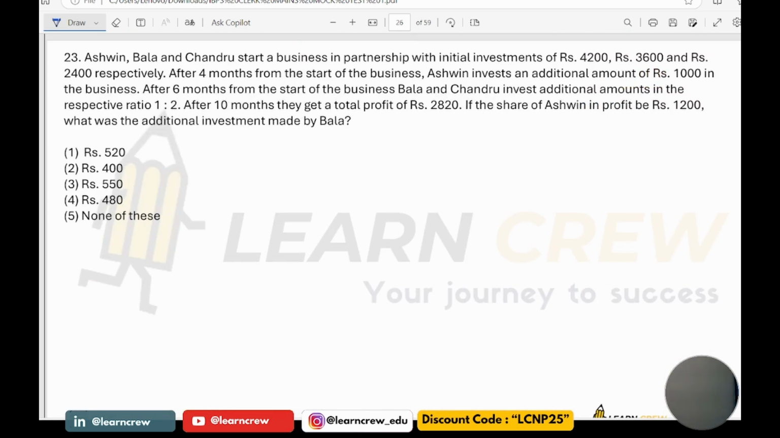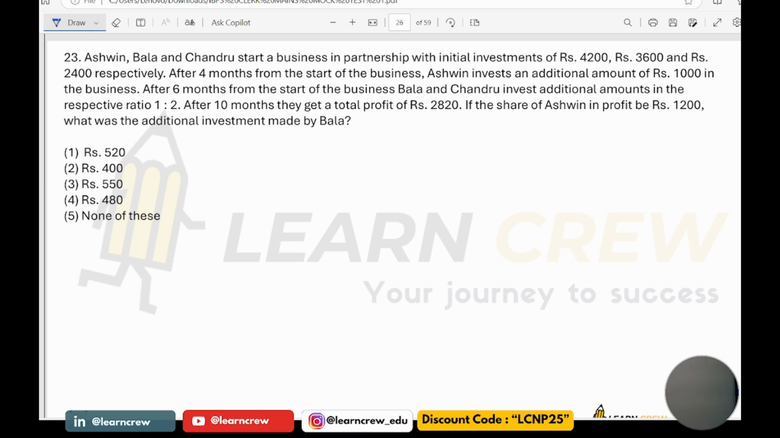Ashwin, Bala and Chandru start a business in partnership with initial investments of 4200, 3600 and 2400 respectively. After 4 months from the start of business, Ashwin invests an additional amount of 1000 rupees in the business. After 6 months from the start of business, Bala and Chandru invest additional amounts in the ratio 1:2. After 10 months, they get a total profit of 2820. If the share of Ashwin in profit be 1200 rupees, then what was the additional investment made by Bala?